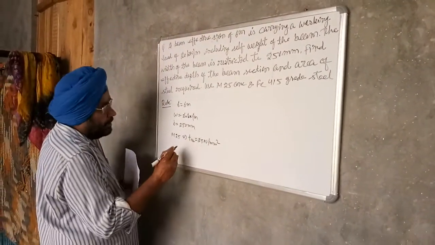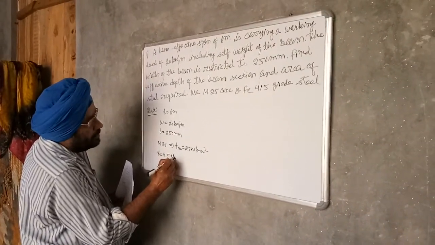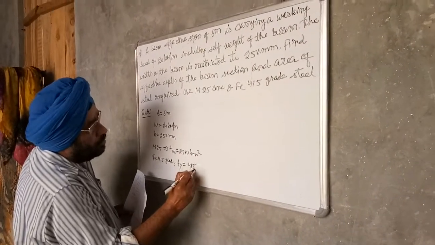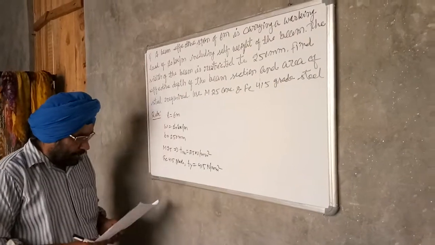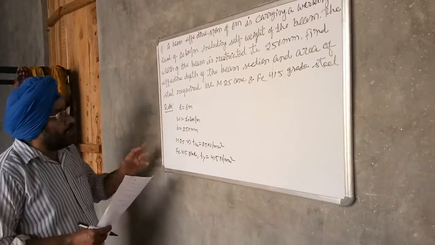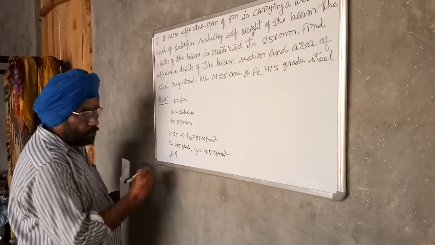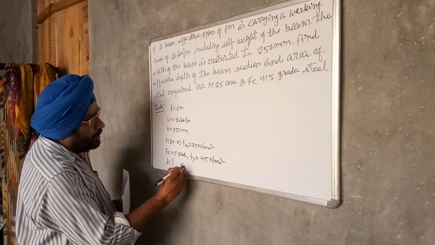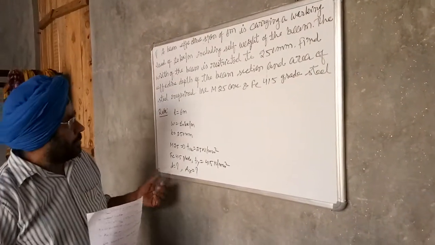And steel grade is Fe 415 grade. It means yield stress of steel is 415 Newton per square millimeter. We have to find the effective depth of the beam section D, and second, area of the steel reinforcement Ast. So these two things we have to determine.